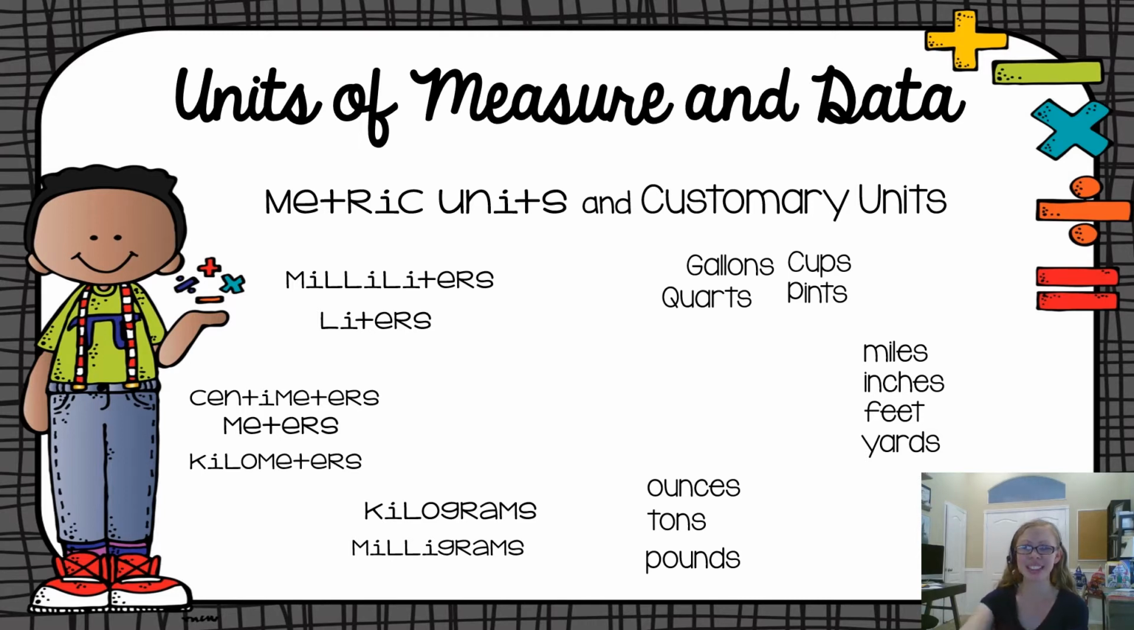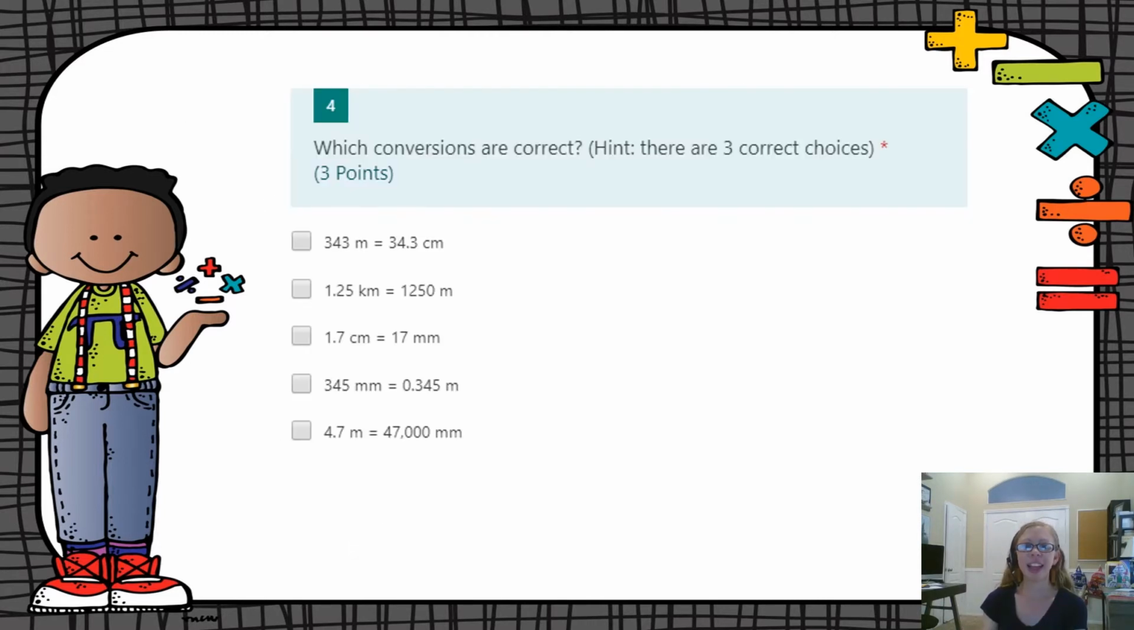So let's put this into action. Let's take a look at question 4, where we're looking at a list of unit conversions and deciding which are correct. There are 3 correct choices. So let's look at the first one. 343 meters equals 34.3 centimeters. Right away, I can see there's something wrong with this because centimeters are very small. Meters are much larger than centimeters. So 343 meters cannot be 34.3 centimeters. I'm going to cross this one off.